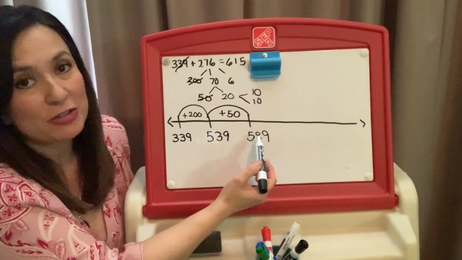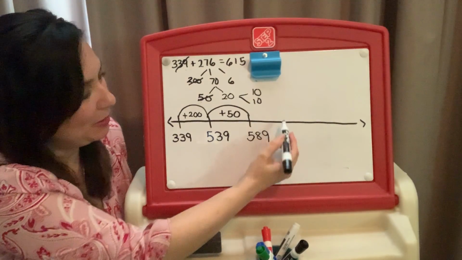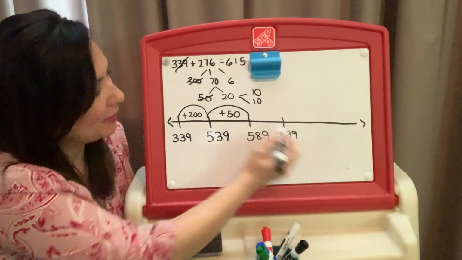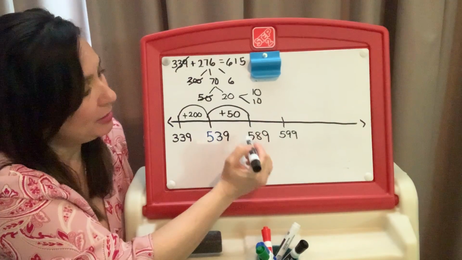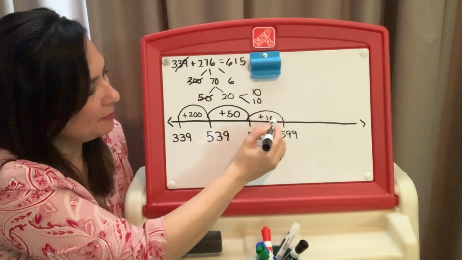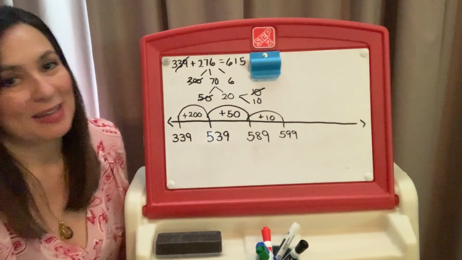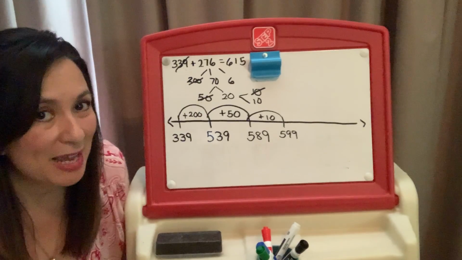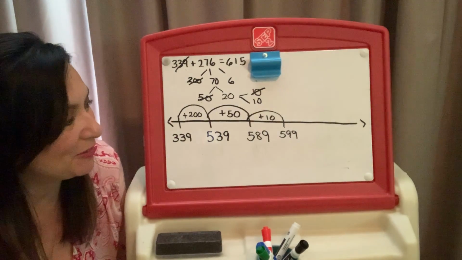So 589 plus 10 more equals, say it if you know it, 599. I'll position 599, draw the jump, and add 10. Now I still have one more 10 to add. 599 plus 10 more equals what? Do you know it?